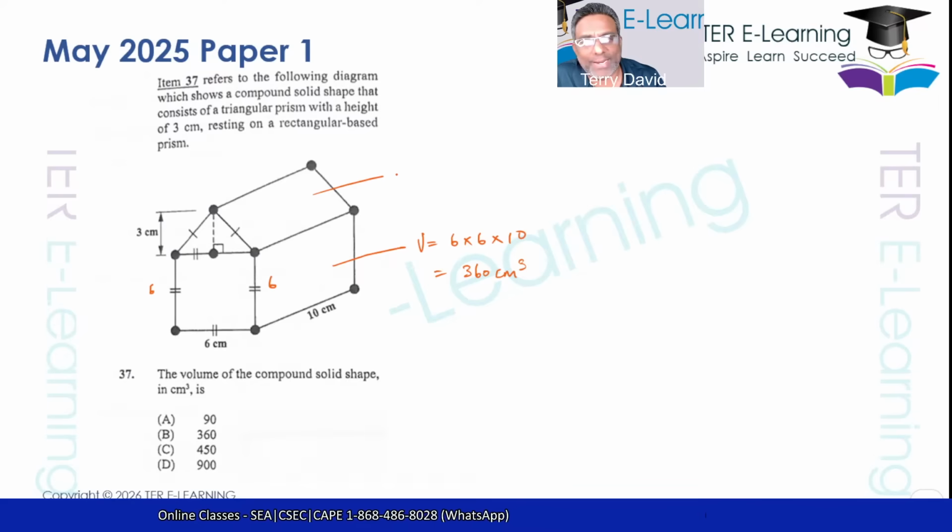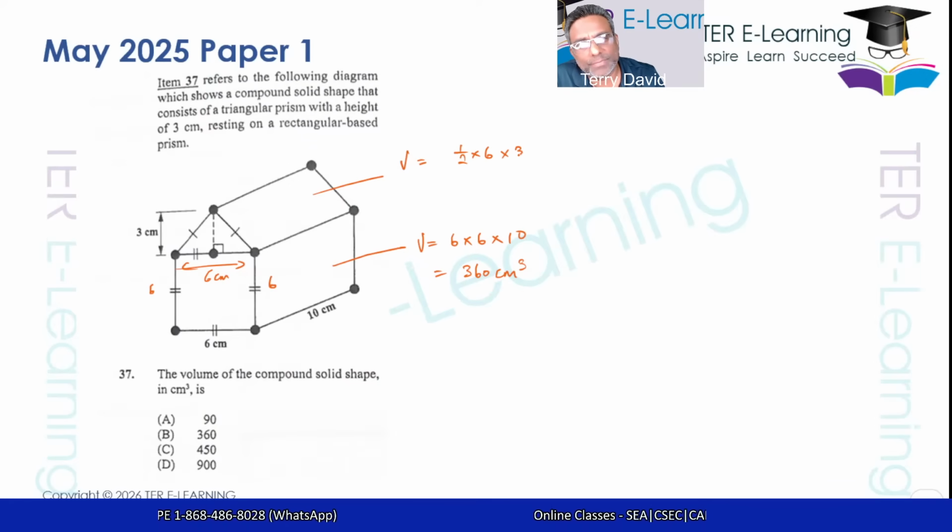If we look at this triangular prism, this length here, from here to here, is 6 cm. So that's the base. The height is 3 cm. So therefore, the volume of that prism is going to be the base area, which is a half by 6 by 3, that's the area of the triangle, multiplied by the length of the triangular prism, which is 10. So half of 6 is 3, 3 by 3 is 9. So this is going to be 90 cm cubed.